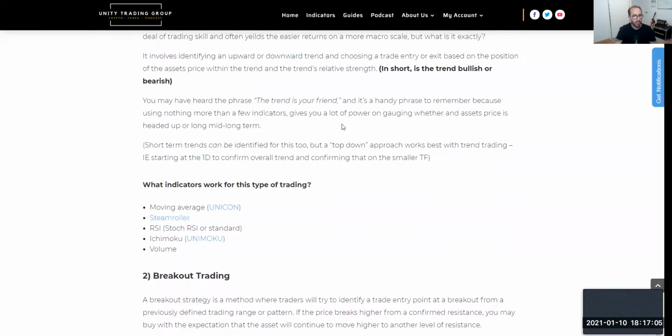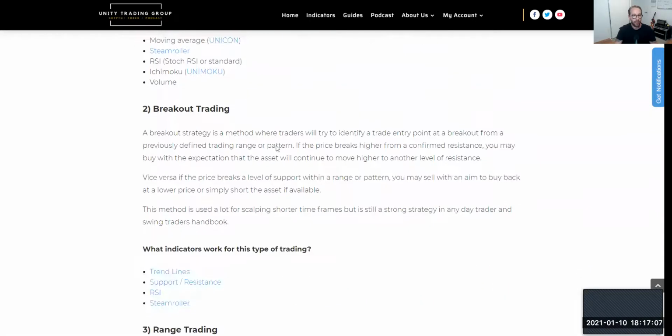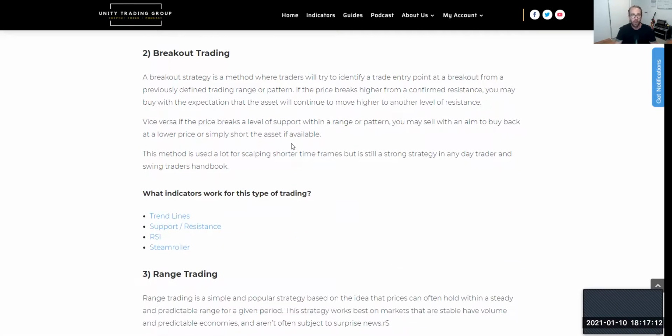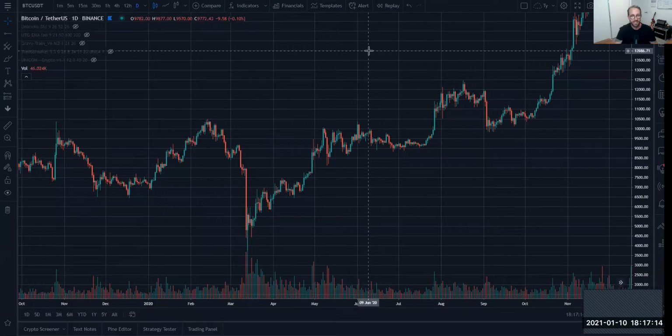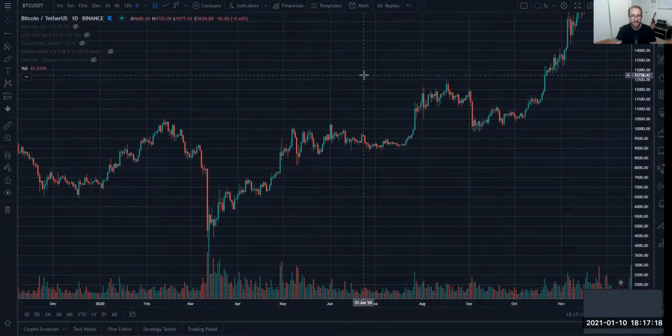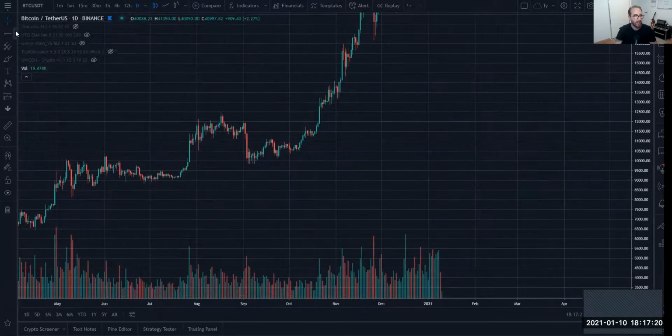But you can also take some inspiration from trend trading. If we know that we're in a bullish environment and we're breaking out of a range, then we very well may be on our way to securing some profits. And the same thing can be said for bearish scenarios as well. So let's have a look at a breakout trade. Here's one immediately here as well.